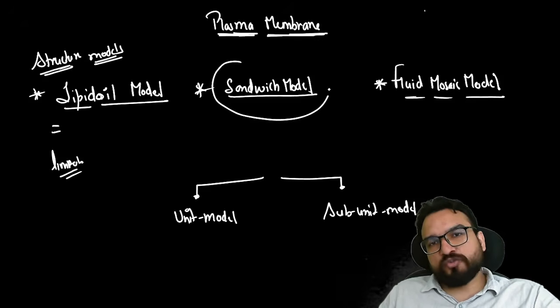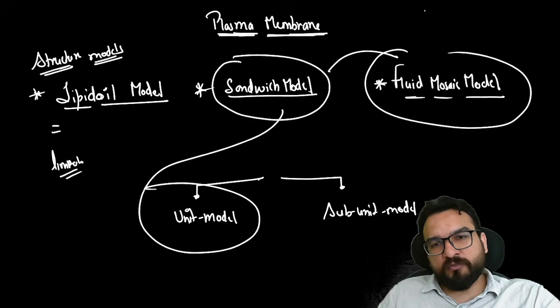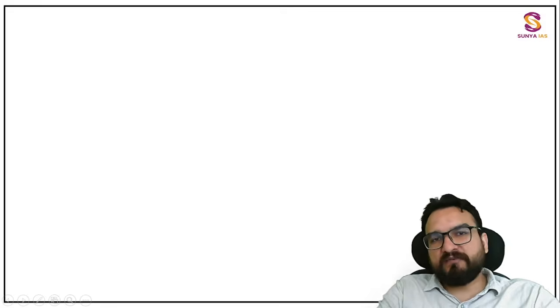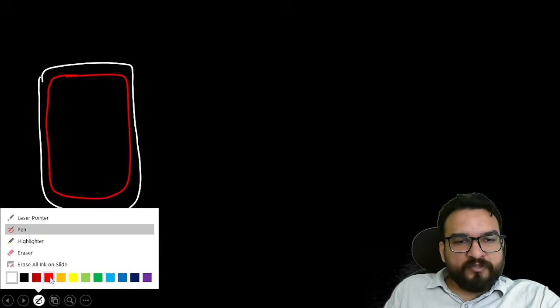The sandwich model was the most famous model, because of which the fluid mosaic model came, and over here the unit model and subunit model came. Try to understand. Okay, one by one, let us see. So this is your cell membrane, and to explain this particular part, let me explain. This cell membrane you are seeing, this is the cell wall you are understanding.